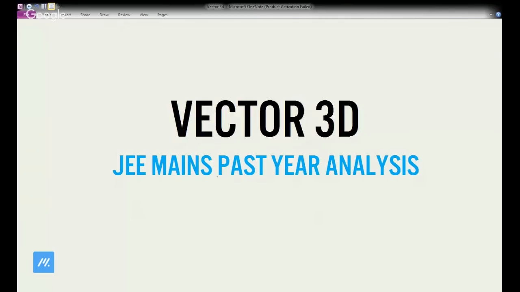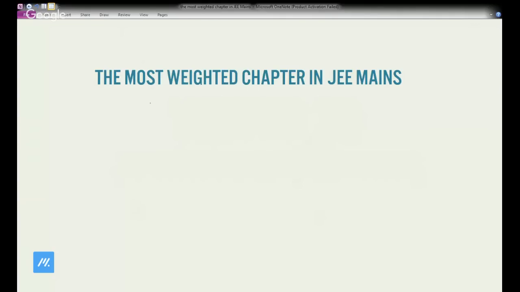So we are going to cover vector 3D, JEE Mains past year analysis, plus we'll also solve questions. So remember, this is the most weighted chapter in JEE Mains. This is the most important chapter in JEE Mains. Why am I saying this? Let us just see the comparison sheet.